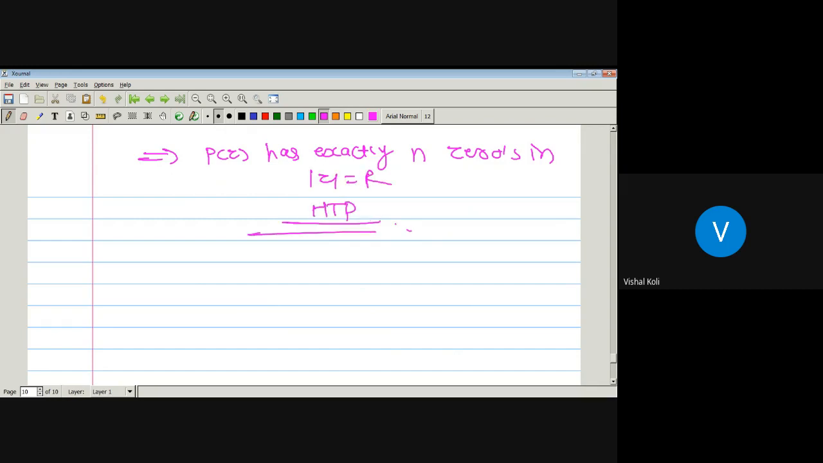So whenever p of z is a polynomial of the form z raised to n plus a_{n-1} z raised to n minus 1 plus, up to a1 z plus a naught, then the polynomial p of z has exactly n roots in the curve mod z equal to R.